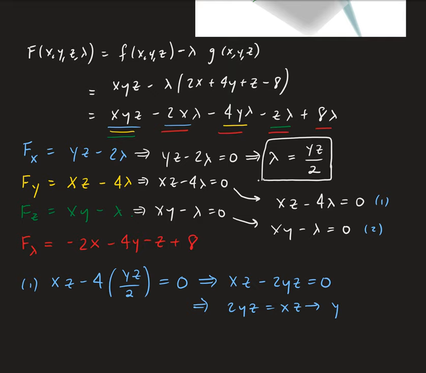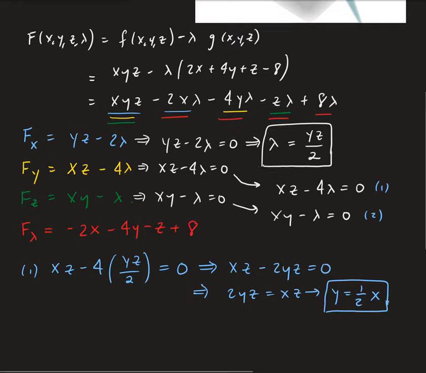So canceling out z, that means y is going to be equal to 1/2 x. So we get that point. We're going to use this later. Now let's go to the second equation.